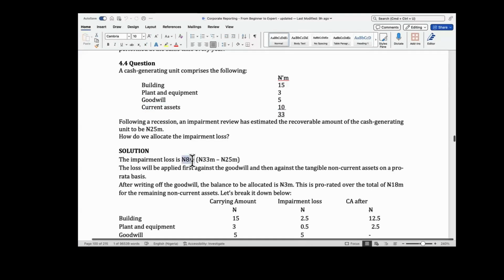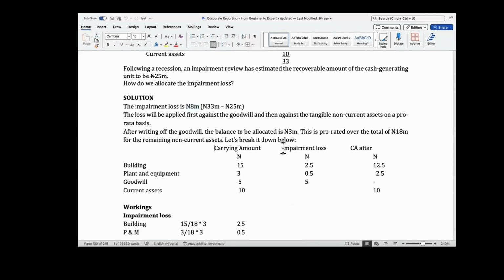Okay. So the carrying amount, the impairment loss, the carrying amount after impairment loss. So these are the list of the assets. So first is goodwill. Goodwill value is 5 million. I'm going to allocate 5 million of these 8 million to goodwill. So the value of goodwill becomes 0. The remaining 3 million, I will share it between building and plant on a pro rata basis. So the value of building is 15. The value of plant is 3. So that's a total of 18.